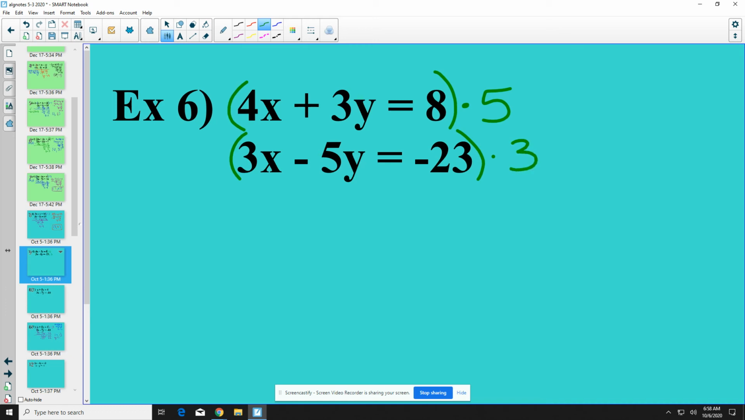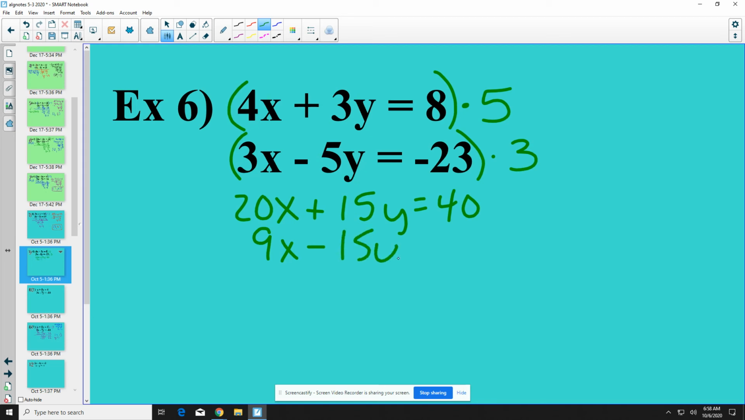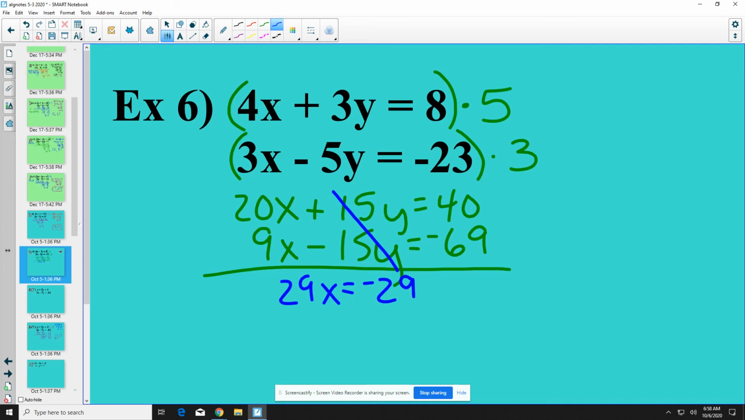So let's go ahead and take the top equation and multiply by 5. We'll get 20x plus 15y equals 40. Let's take the bottom equation and multiply by 3. 3 times 3x is 9x. Negative 5 times y times 3 is negative 15y. And negative 23 times 3 is negative 69. Now I can add the two equations together and my y's will eliminate. So I'll get 29x equals negative 29. Divide by 29, and I'll get x equals negative 1.